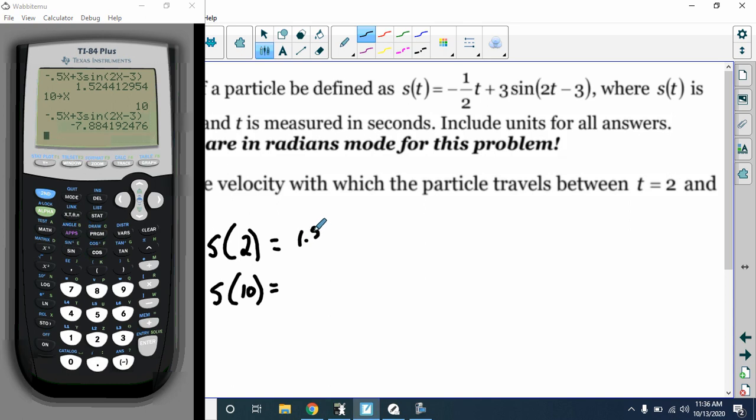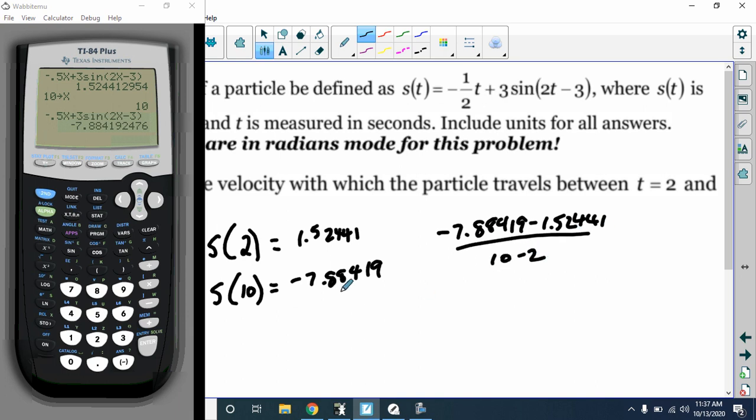So plugging in 2 gives me 1.52441. Plugging in 10 gives me negative 7.88419. Should round to more than 3 decimals because that's not our final answer. So if you round to 3 decimals now, find the slope, and then round to 3 decimals again, it might be off by a little bit. So you don't have to use the big long decimal, but at least 4 or 5 would be good here. And then find the slope between those 2 points. So I have this number minus that number, and then divide by 8.